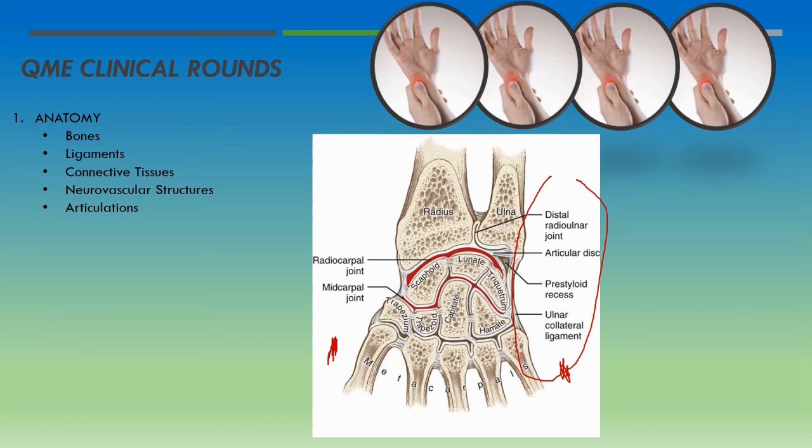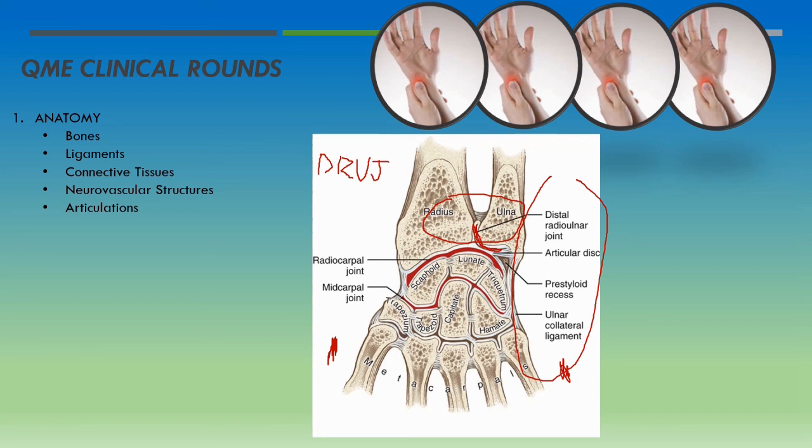So notice as we come down the radius and come down the ulna, we have the distal radio-ulnar joint here. And the distal radio-ulnar joint involves its own synovial cavity, separate and distinct from the synovial cavity of the proximal carpal rows. So this is a separate synovial joint in and of itself, the distal radio-ulnar joint, sometimes referred to as the DRUJ, distal radio-ulnar joint. So there's the distal radio-ulnar joint.